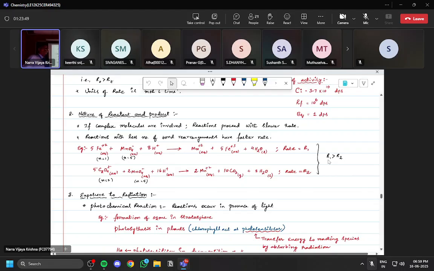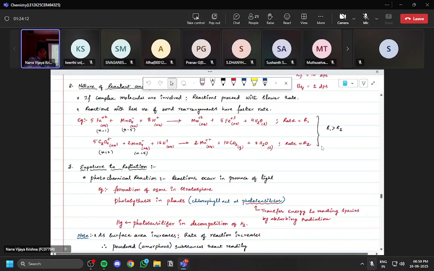Why in the second case is the rate less? Because of more bonds I need to involve during the reaction. Clear? That's why it will be slow. So the reaction in which more bonds have to break or rearrange, the rate will be less. Any questions in it? Next, exposure to light.